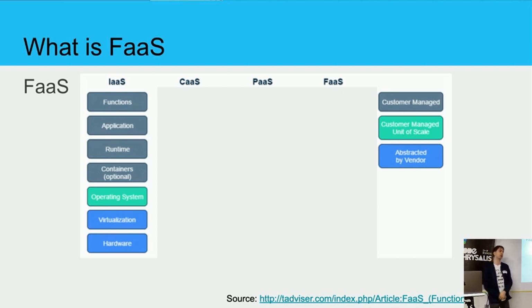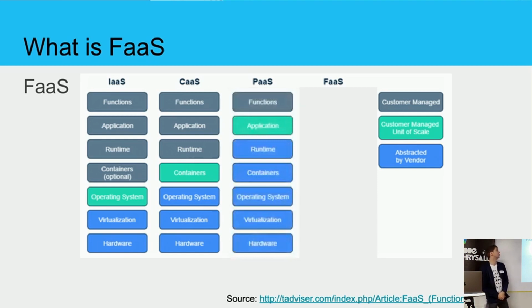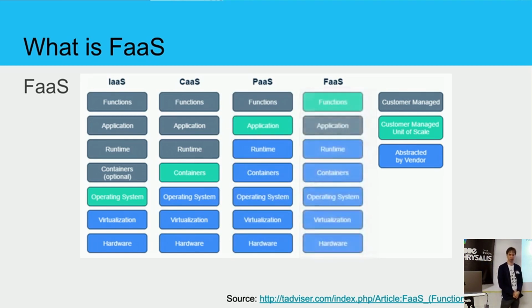They have to set everything up. And then we have containers as a service. Then the vendor takes care of a little bit more, the operating systems. And then we have PaaS, which stands for Platform as a Service. They take care of a little bit more. And then we have Function as a Service, where the only thing that the customer has to care about is writing and running your own code. There's also software as a service that's not in this, but that would be, for example, Google Docs or Microsoft Office 365.